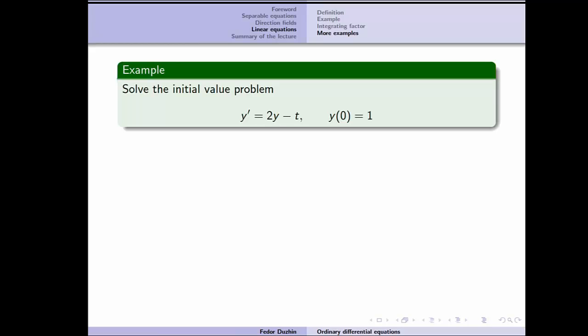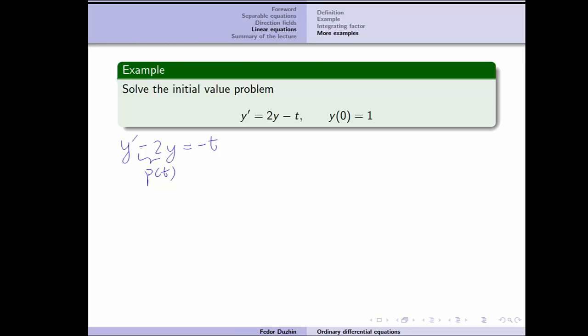So it is a linear differential equation, so we can move 2y to the left-hand side to see that. So y prime minus 2y equals minus t. Right, so this coefficient at y, which is -2, is our p of t.